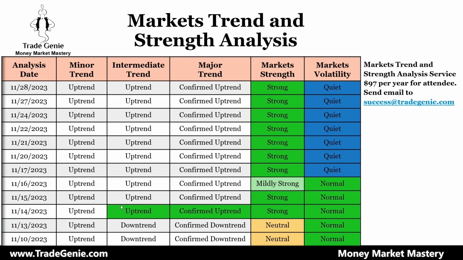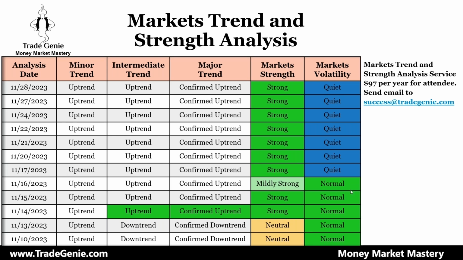So what happened? Intermediate trend and the major trend both gave me an upward signal, and the strength of the market turned into strong. So this was the ultimate buy signal. Just imagine all the big boys, they've been buying from 1st of November all the way to 14th November. And since then, the market is moving up. There's no pullback, there's no weakness.